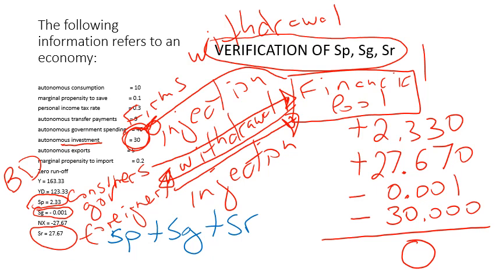SR being the savings of the foreigners, must be equal to physical investments. Now, SP plus SG plus SR is ST. What's ST? Total savings, which includes the savings of the consumers, what we call private savings, plus SG, the savings of the government, plus the savings of the foreigners.